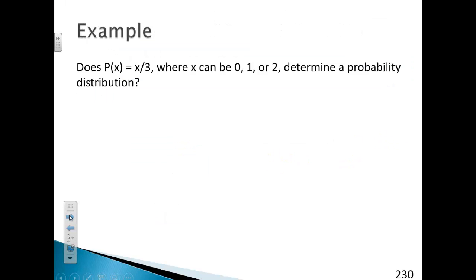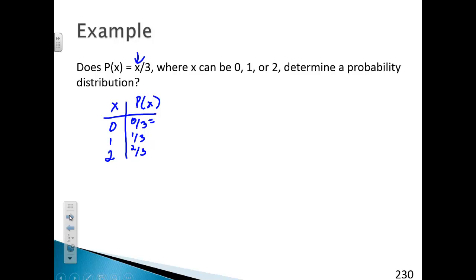Does the probability of x equal to x over 3, where x can be 0, 1, or 2, determine a probability distribution? So let's look at that. Let's build a probability distribution. We have x and then the probability of x. Well, it said x is 0, 1, and 2. And if x is 0, 1, and 2, then we're going to substitute in for x to find our probability. So 0 over 3, 1 over 3, and 2 over 3.